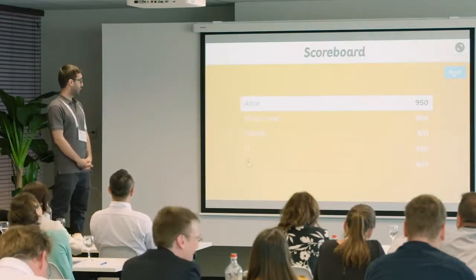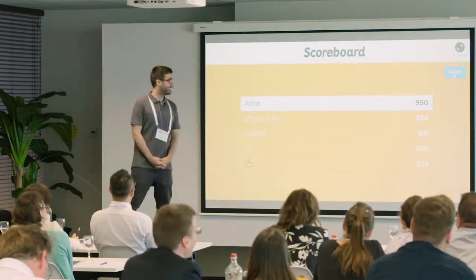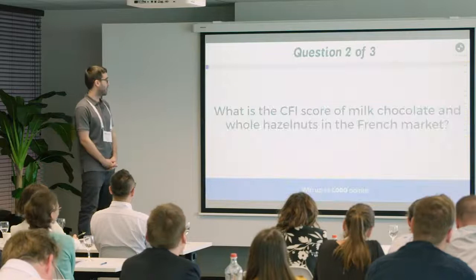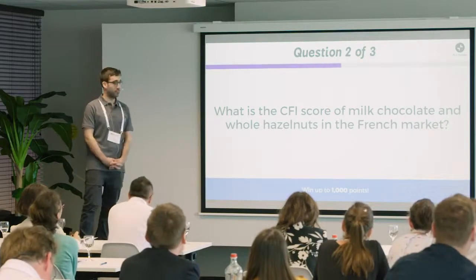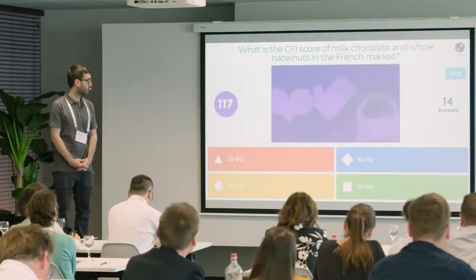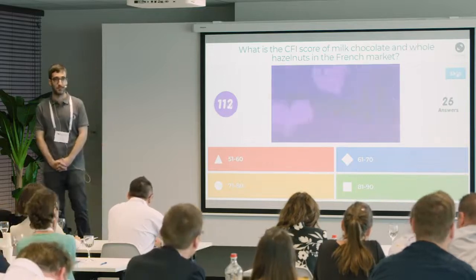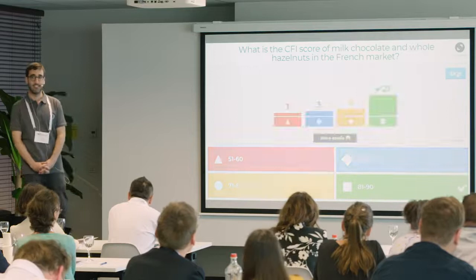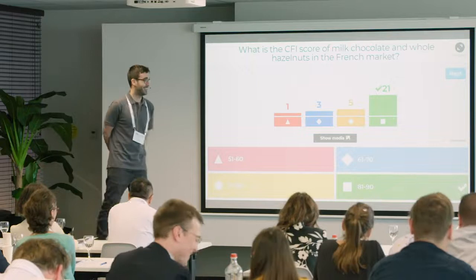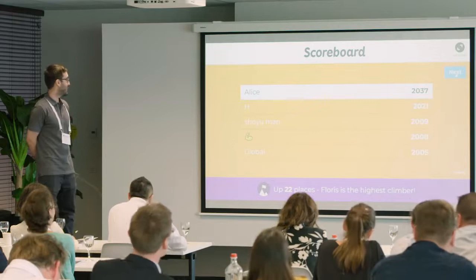I think Alice was probably the fastest to decide. So we can move to the next combination, which is milk chocolate and whole hazelnuts. Okay, much better. I think this was a more obvious combination. Good. So we still have Alice at the top.